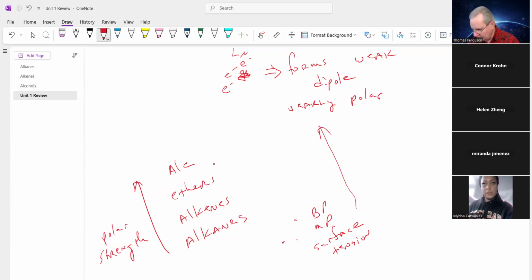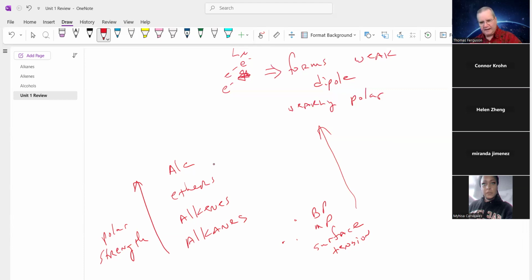So in the mix here, in Unit 1, we've talked about alcohols, ethers, alkenes, and alkanes. Alkanes are on the bottom. Alkenes are very close, though. They may be slightly more polar, very slightly more, though. Ethers, because of the oxygen in the ethers, definitely has some polarity.